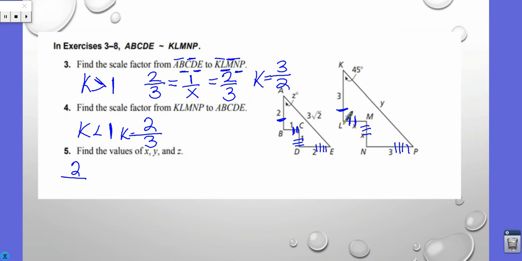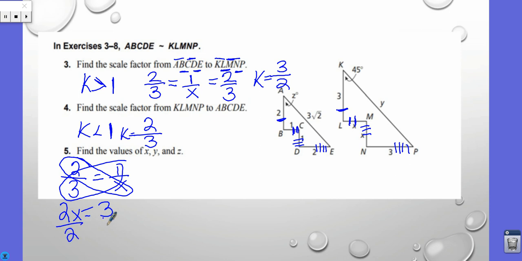And if you go from small to big, you have to keep the pattern, small to big. So 2 over 3 equals 1 over X. And I'm going to do the butterfly that you already know. So you get 2X equals 3. Divide by 2, divide by 2, X equals 3 over 2. And we're in the big boys game, so we don't write decimals, we leave it as fractions. Now for Y, then I'm going to go set up my ratio.